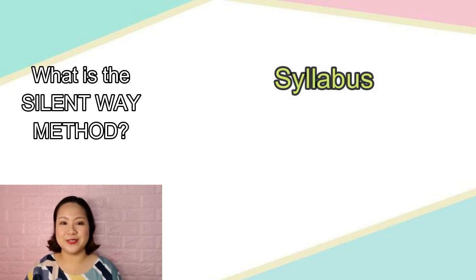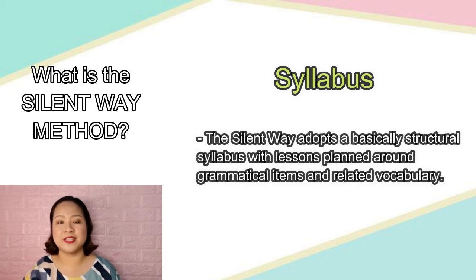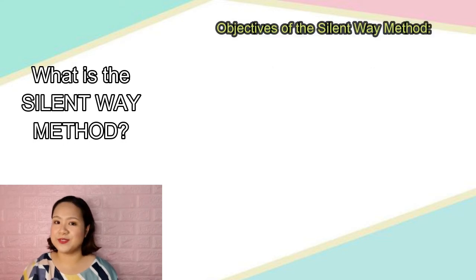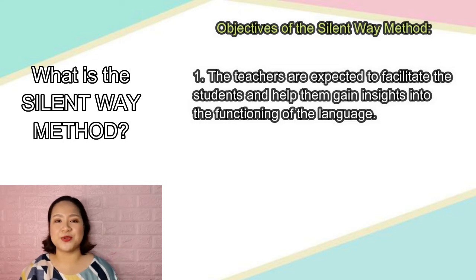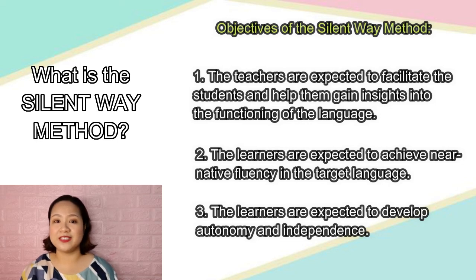Which syllabus is the Silent Way following? The Silent Way adopts a basically structural syllabus with lessons planned around grammatical items and related vocabulary. What are the objectives of the Silent Way method? There are three. 1. The teachers are expected to facilitate and help students gain insight into the functioning of the language. 2. The learners are expected to achieve near-native fluency in the target language. And 3. The learners are expected to develop autonomy and independence.